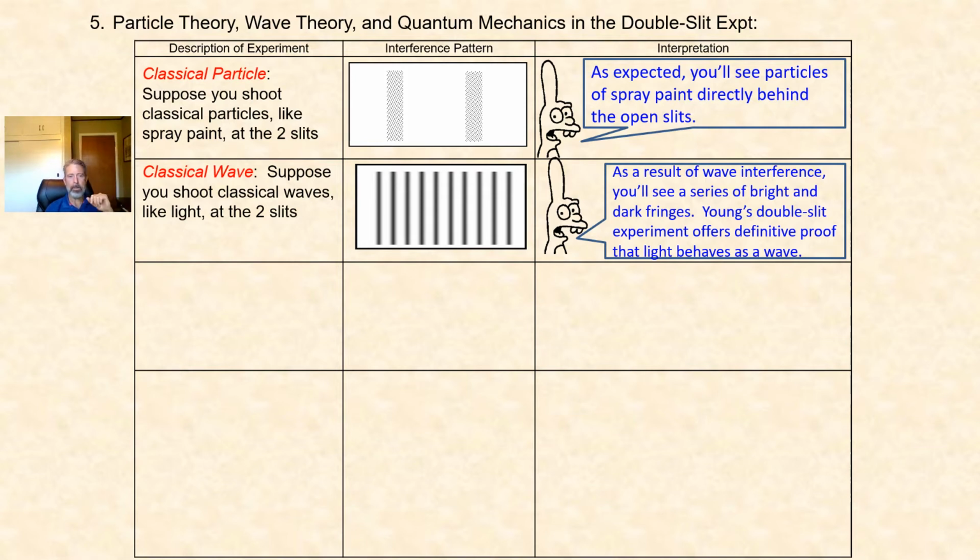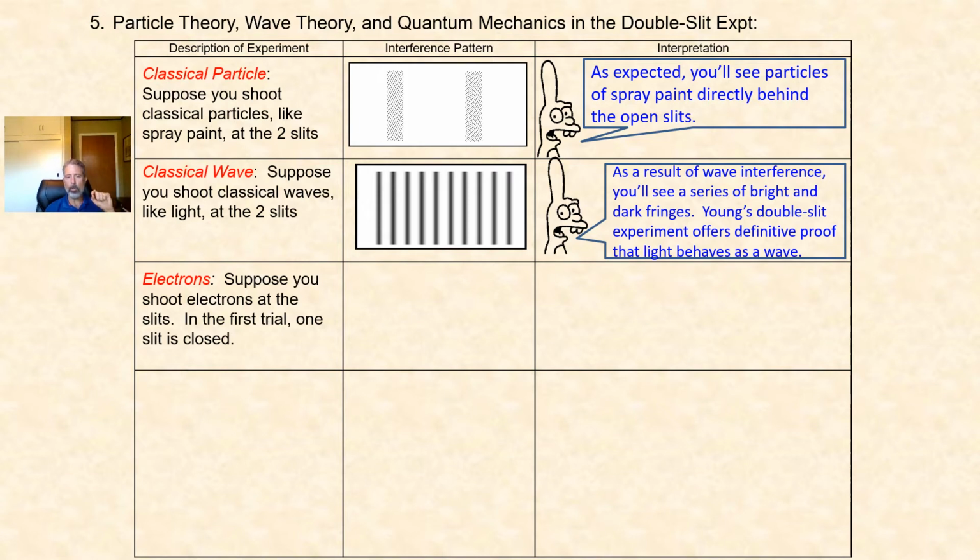All right. So now let's take a look at what would happen in the next experiment if you were to shoot electrons. Particles, you may think, but very tiny ones, much tinier than droplets of spray paint. Now, in the first experiment here, our first trial, one of those slits is closed.